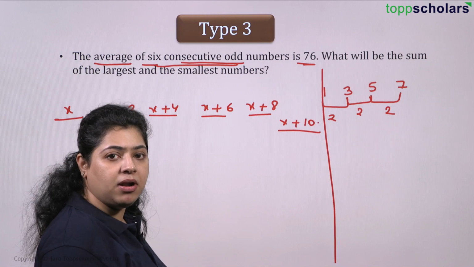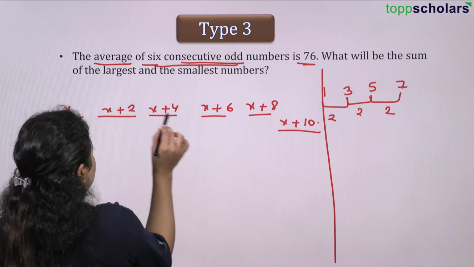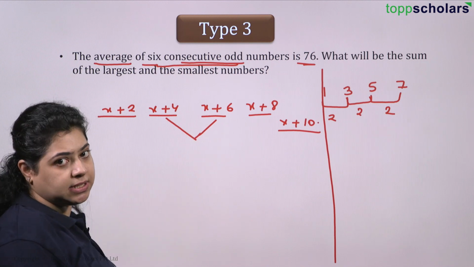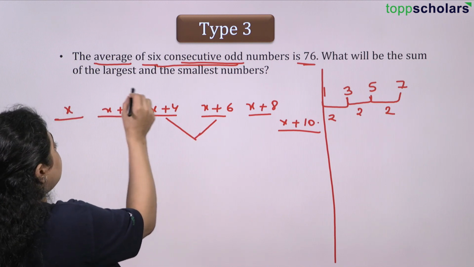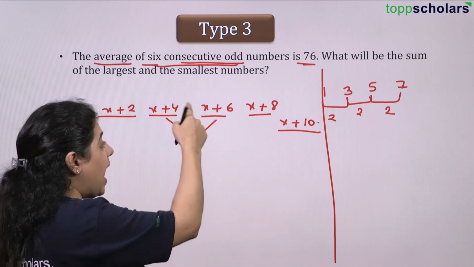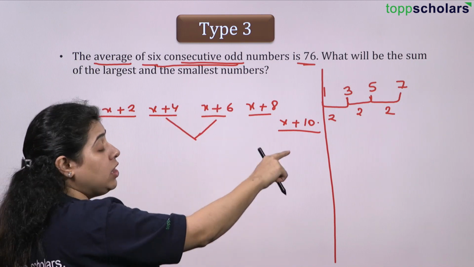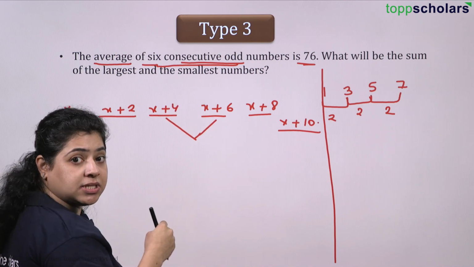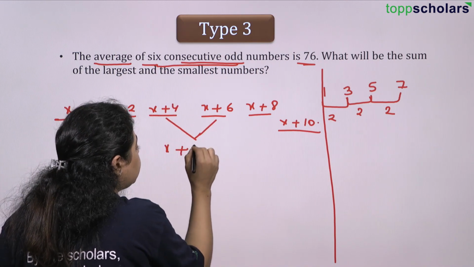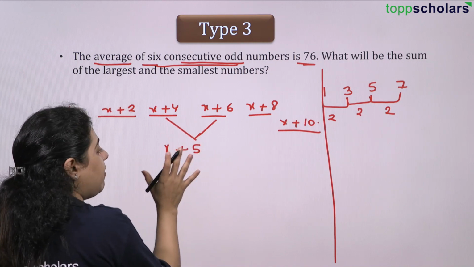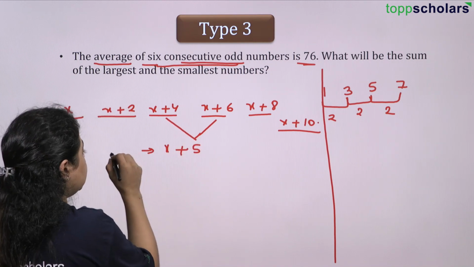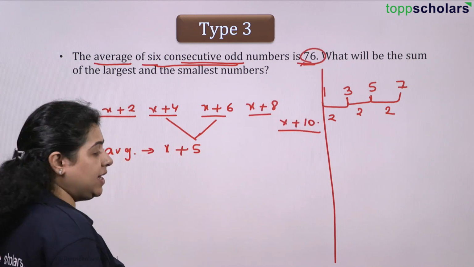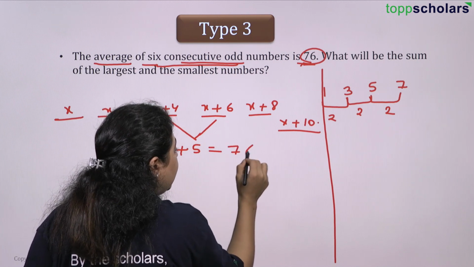So what will the middle value of 6 numbers be? Here if we see, it could be between x plus 4 and x plus 6. Right? If we see the numbers, the difference is that of 2. Means the average of all the 6 numbers has to be somewhere in the middle of x plus 4 and x plus 6. What will it be? It will be nothing but x plus 5. Right? This becomes the middle value, means this becomes the average. So this is our average, and it is given to us that this average is equal to 76.